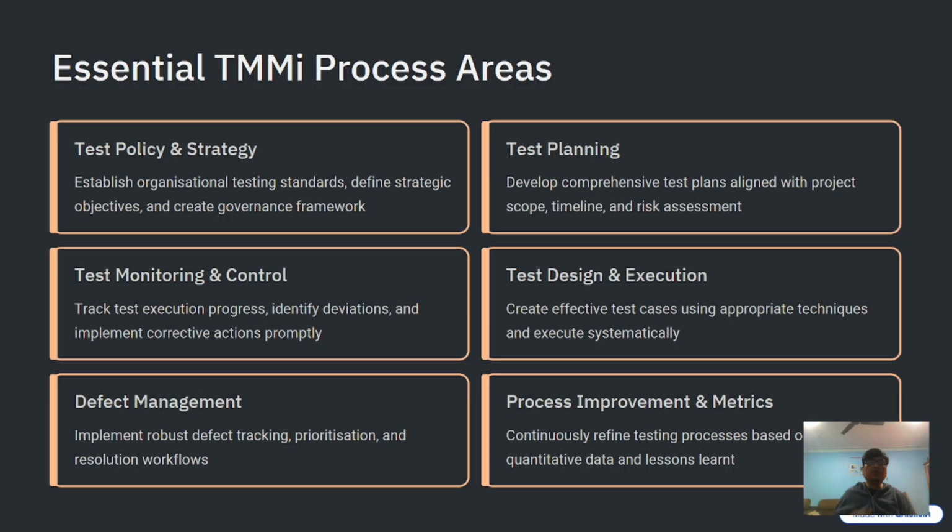Defect management. Implement robust defect tracking, prioritization, and resolution workflows. The defect priority, defect severity. Based upon that, prioritize which defect needs to be fixed first, and highlight those defects to the development team and concerned teams. Have periodic defect triage meetings with the development teams, and publish the defect report periodically. This is defect management, and it has been defined so well in the TMMi process. If you follow that, there will not be any kind of impact on defect management. Process improvement and metrics. Continuously refine the testing processes based upon quantitative data and lessons learned.